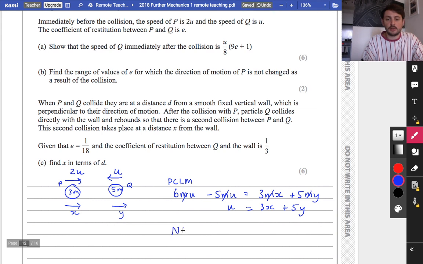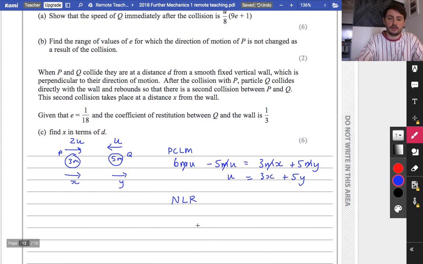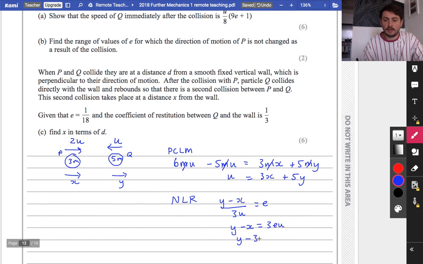Then we're going to do Newton's law of restitution, which is the speed of separation, y minus x, over the speed of approach, which is those two added, which is 3u, and that's equal to e. So you get that y minus x equals 3eu, and we want to find out the speed of Q. We want to find out what y is, so we need to make x the subject. So it will be y minus 3eu equals x.